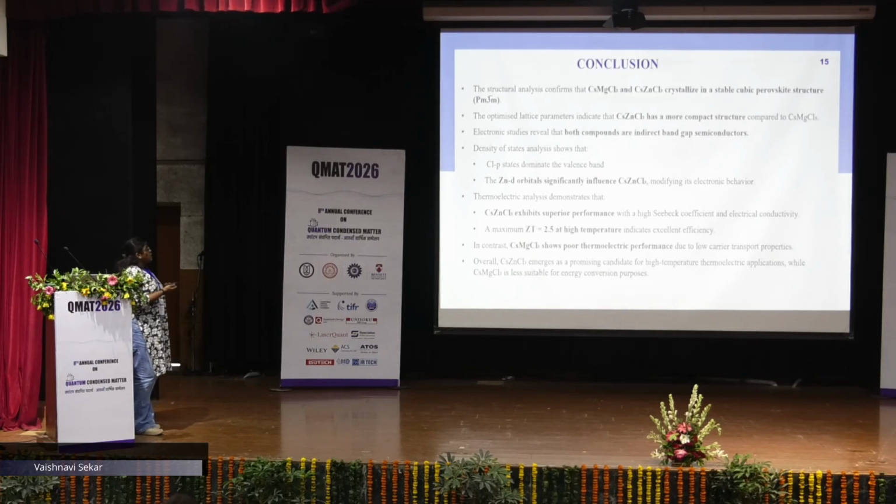So, conclusion: both the compounds crystallize in a cubic stable structure, and the optimized lattice parameter indicates that CsZnCl3 has a more compact structure compared to CsMgCl3. The density of states analysis was done, and the thermoelectric analysis demonstrates that CsMgCl3 shows poor thermoelectric performance compared to CsZnCl3, which emerges as a promising candidate for high temperature thermoelectric applications.